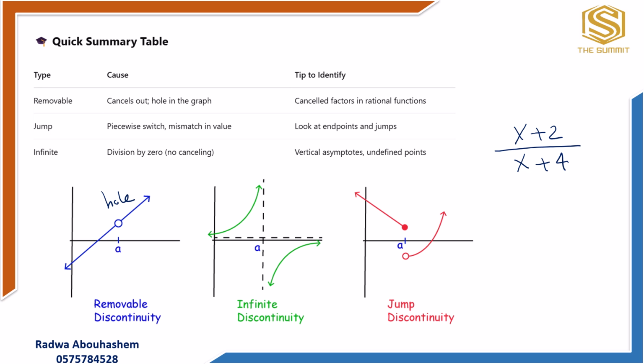So you have it when you have a rational function and you cannot cancel, and you have a vertical asymptote. The vertical asymptote is the number which makes the denominator equal to 0, because we cannot divide by 0. So here I have a vertical asymptote at x equal to negative 4.